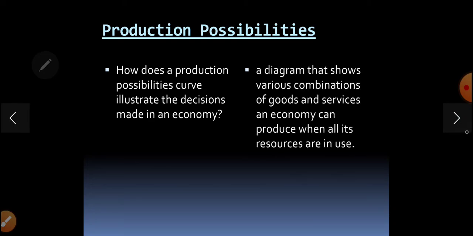Now, this is the definition from the book. All right, let's read that out. A diagram that shows various combinations of goods and services an economy can produce when all its resources are in use. Okay, so that's a mouthful. Let's see if we can't break that down into shorthand or paraphrase it in a way that I would want you to do it in your notes.